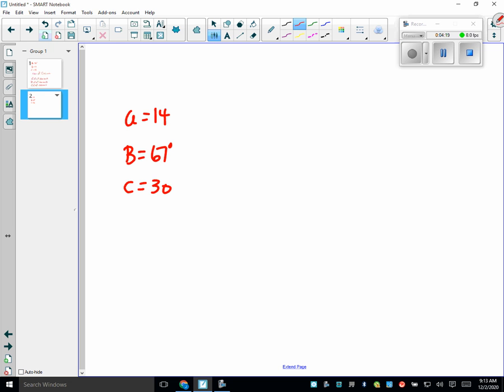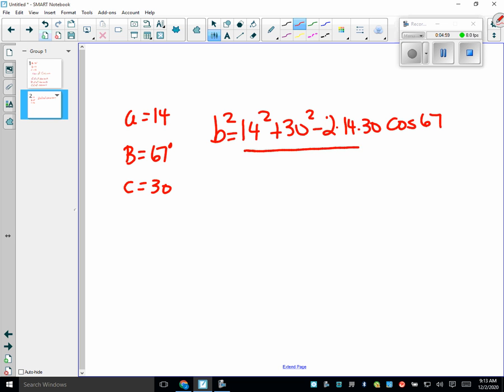Okay, so don't I have b squared equals 14 squared plus 30 squared minus 2 times 14 times 30 cosine of 67? You all agree with what I've written? So, rounded to the nearest tenth, what is b? And don't type it in pieces. Type this whole thing in.